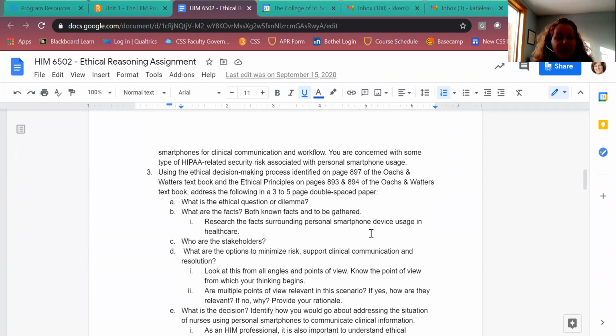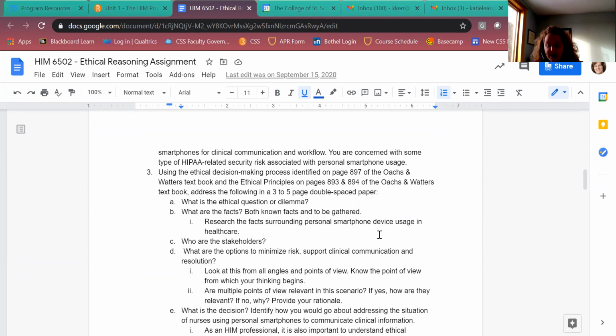Just to relate, I have my Oaks and Waters book right here, but page 897 actually takes you through a step-by-step process on ethical decision making. So first, you're asking, what is the moral dilemma? What are my assumptions, biases, emotions, and values? What are the facts? What are the stakeholder values? What are the options? What is the chosen course of action? And what policy can mitigate or preempt this issue?